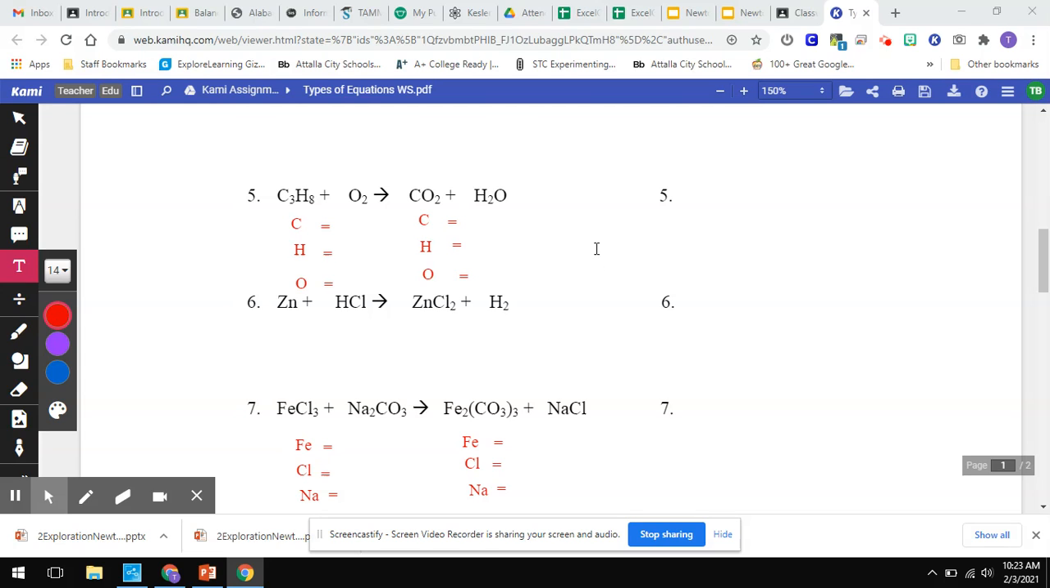I am going to focus in this video on balancing equations that have an element more than once on the same side, like this number 5 here. And then also number 7, I'm going to work one that has the parentheses with an exterior subscript, just to make sure and go over that with you guys again.